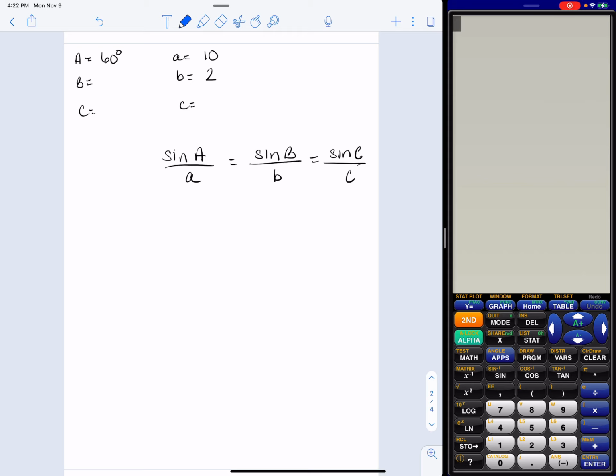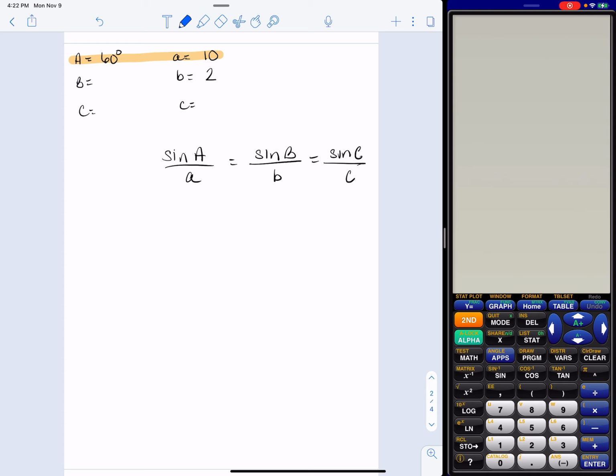So here we have a triangle given an angle of 60 degrees, and the side opposite the 60-degree angle is 10, and there's another side that's 2. And our goal is to figure out the remaining sides and angles. So since we have an angle with its opposite side right here, it's a prime candidate for law of sines.